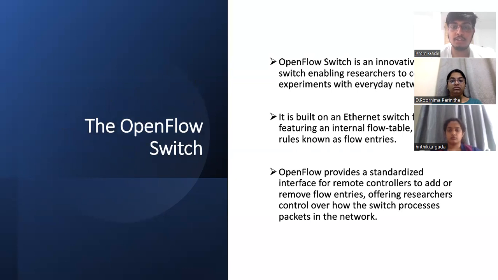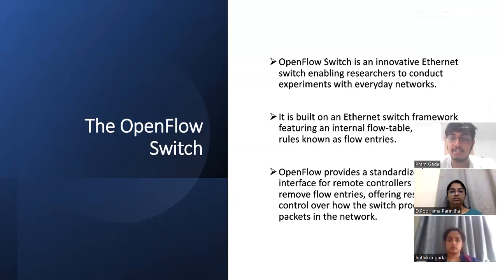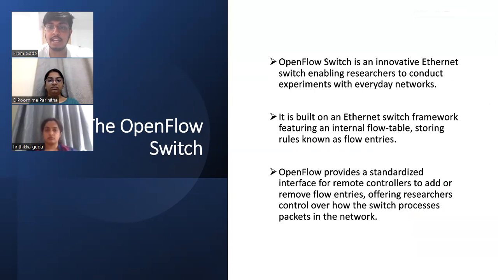The OpenFlow switch. The OpenFlow switch is an innovative Ethernet switch enabling researchers to conduct experiments with everyday networks. It is built on an Ethernet switch framework featuring an internal flow table storing rules known as flow entries. OpenFlow provides a standardized interface for remote controllers to add or remove flow entries, offering researchers control over how the switch processes packets in the network.